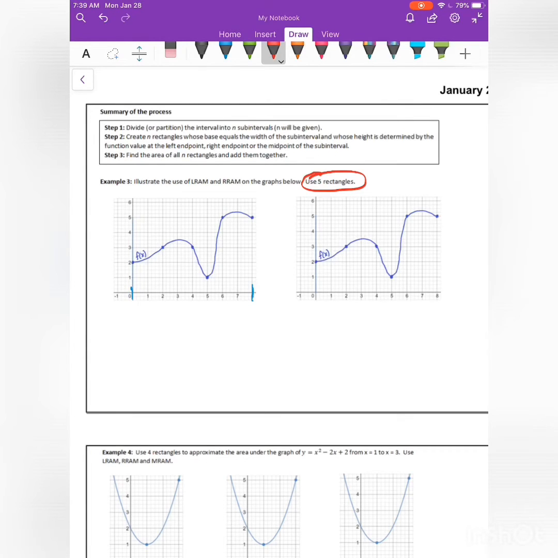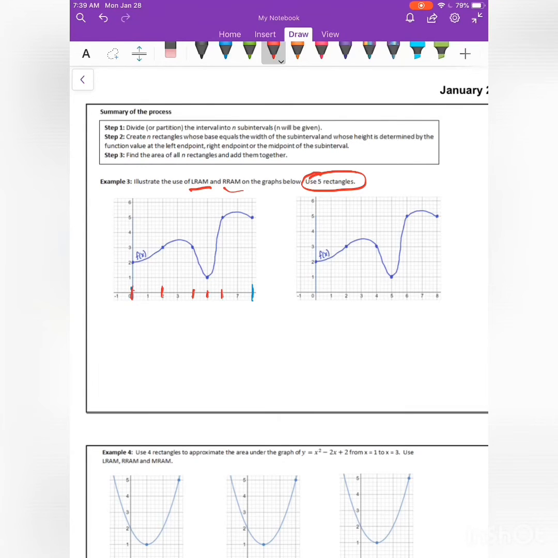Now it says create n rectangles whose base equals the width of the subinterval and whose height is determined by the function value at the left, right, or midpoint. So this problem says illustrate the left and the right endpoint on each graph below. On the left one, let's do left endpoint. My first interval goes from 0 to 2, my next one 2 to 4. This one seems smaller, so 4 to 5, then 5 to 6, and then from 6 to 8. So that's my width for every rectangle.